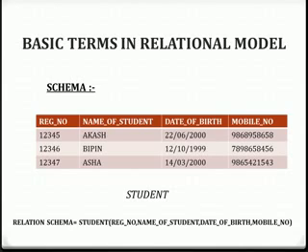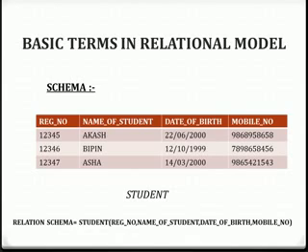Structure means what? As we are defining the table, for example registration number, the data type will be integer. The name of the student, the data type will be character varchar. Date of birth, the data type is date. Mobile number, the data type will be integer. So this is the basic skeleton or the structure of the table of the relation student. So this is called the relation schema.